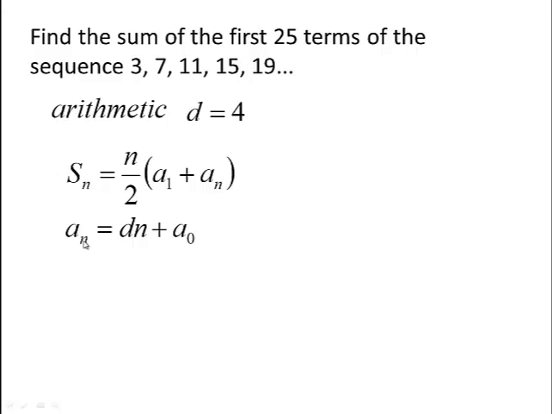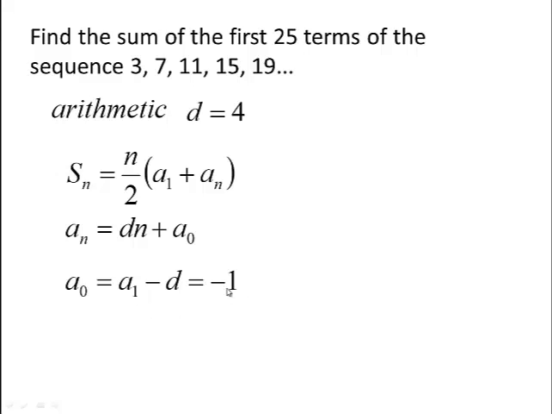In order to find any particular term, I have to use this formula. So I'm going to take the common difference times the term that I want plus the one before the first term. The one before the first term had to be a -1 because I'm adding 4 each time to get to 3.